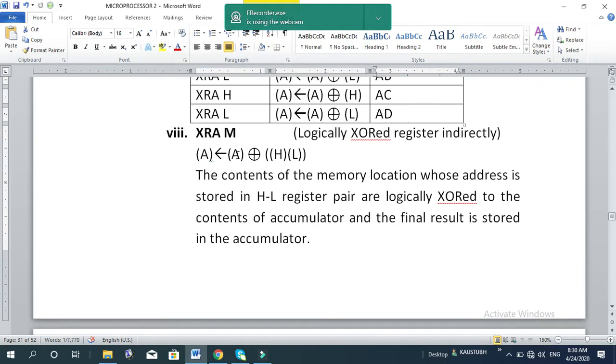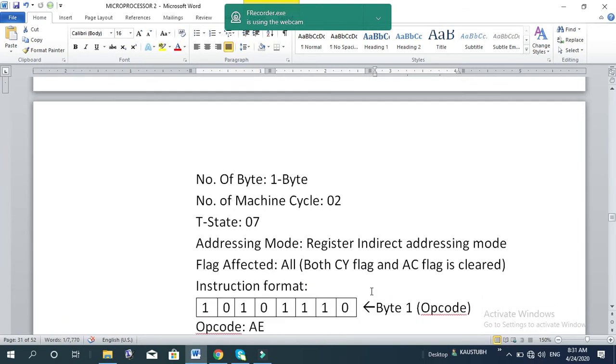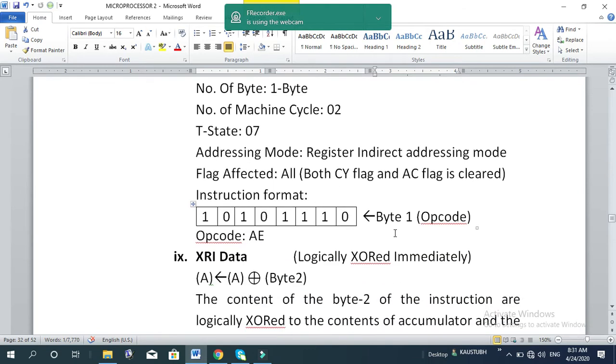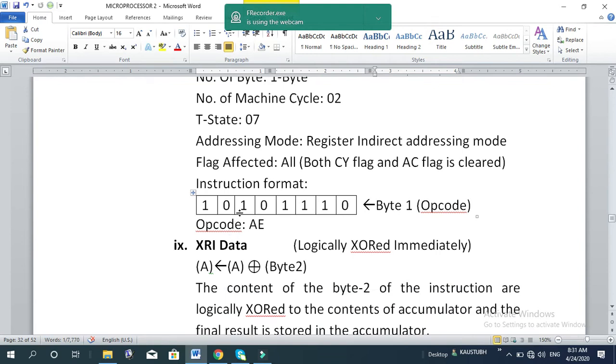Again, M is the memory location whose address is in the HL register pair. So the content of the memory location whose address is in the HL register pair is logically XORed with the content of the accumulator, and the result is stored into the accumulator. So this is also 1 byte, machine cycle 2, T state 7. Flags: all but carry and auxiliary carry flag are affected, both are cleared. And the instruction format is 10101110, which is AE hex.